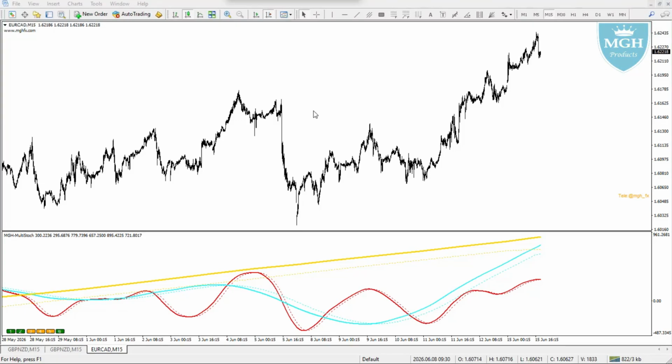Hello everyone and welcome. In this video, I want to show you my new indicator, MGH-MultiStoch. This is a multi-timeframe trend indicator. It can show you up to 6 timeframes at the same time in one window.